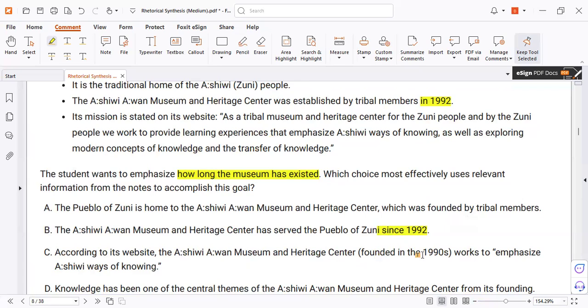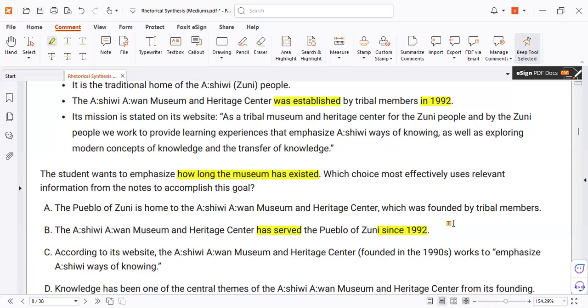In letter C, he mentioned the time of founding. But okay, how long? From this time up to now? Or he mentioned how long the museum has existed. Here he said founded in 1990s. But this one has served. So this means they founded it at this time, but how about the working? When did it start working? Here it was established. Imagine. So "has served" is from this time.